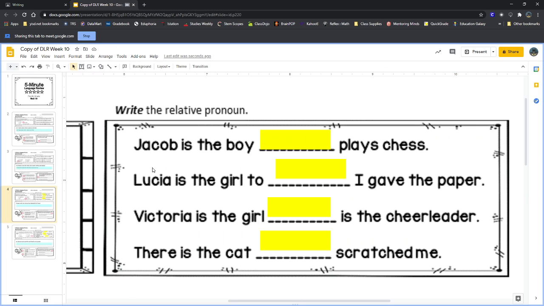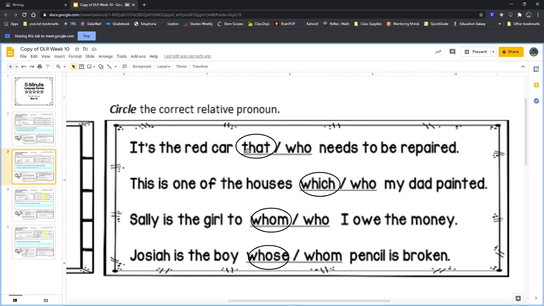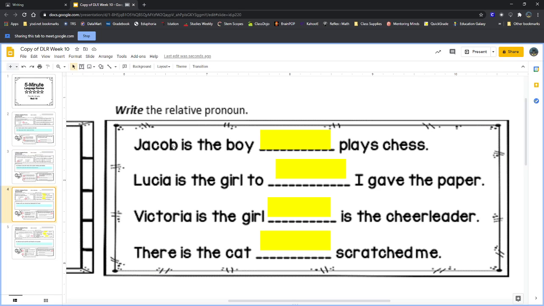Okay, this time, instead of picking the relative pronoun, we have to write the pronoun. That was what I was saying. So this is just like on the other pages where they gave us two choices. All we have to do is just fill in the blank. So instead of picking, now we have to write.